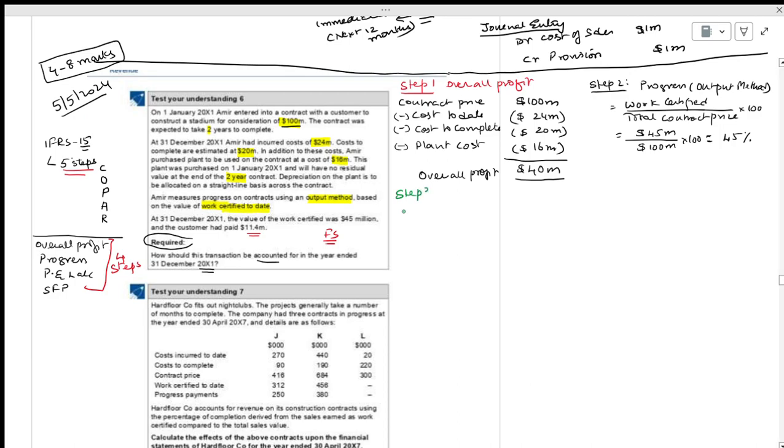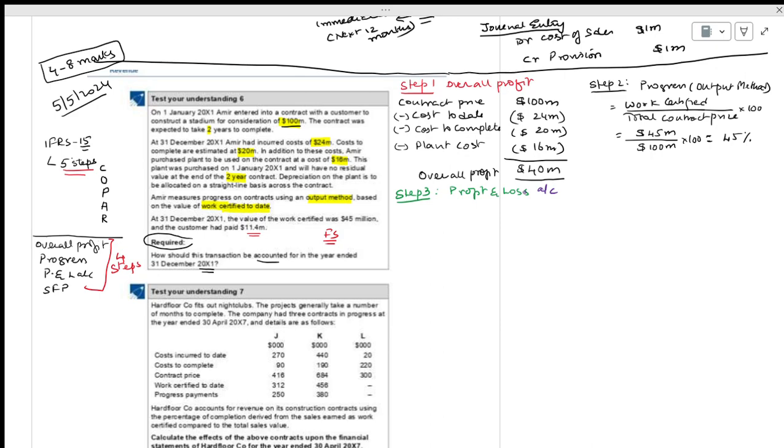Step 3. This is where we are talking in terms of the profit and loss account. We are only talking about the extract. One minute, we can put the profit and loss account.